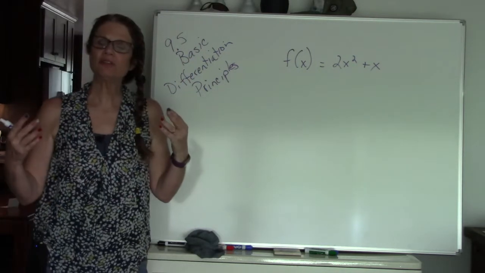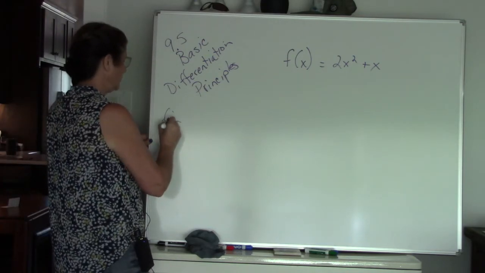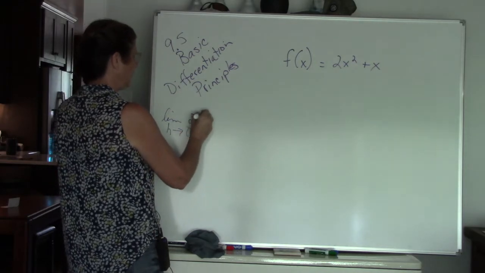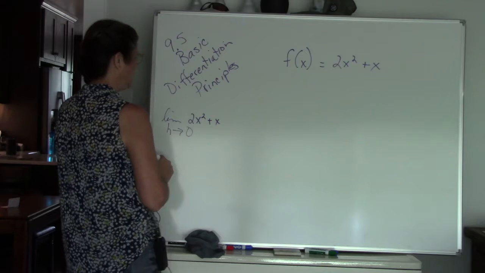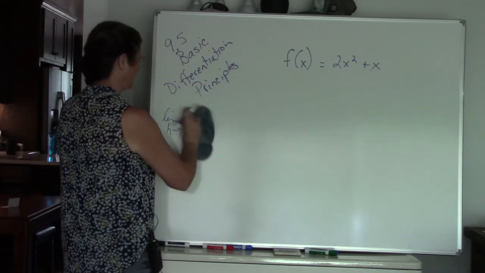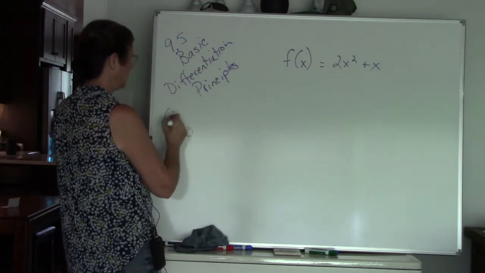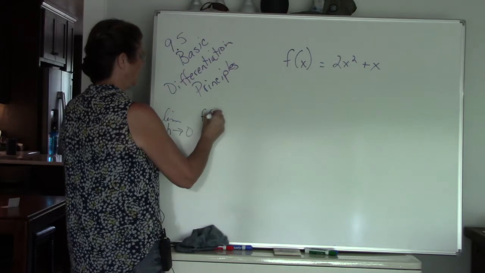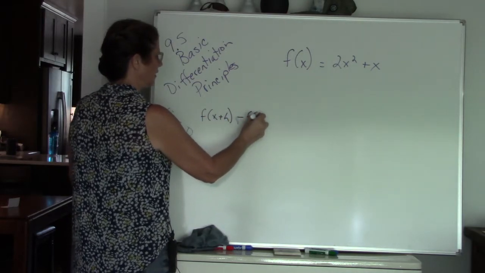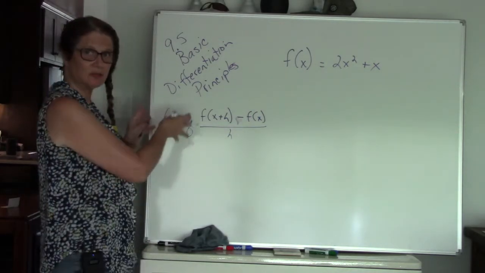So now I'm going to use the definition of a derivative. The definition of a derivative is the limit as h goes to 0 of f of x plus h, minus f of x, all over h. That's our definition of a derivative. So I'm going to use this.